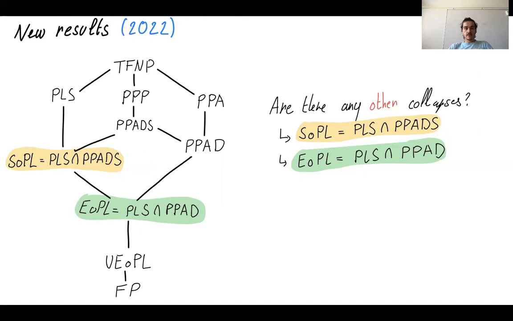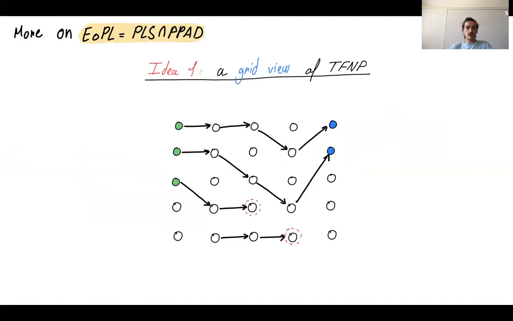Okay, and also our result is very elementary. So we will see the whole proof in about 10 minutes, and it directly implies the CLS collapse. So this is also nice. Okay, so let me say more on our result that PLS intersect PPAD is a subset of end of potential line. And I will present it in three crux ideas.